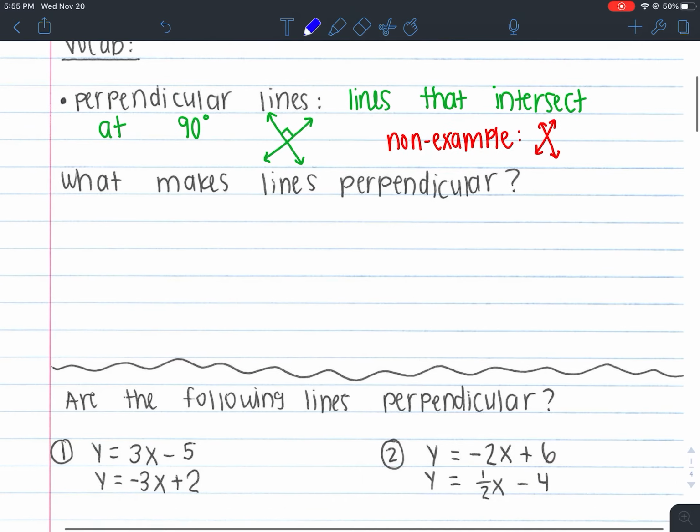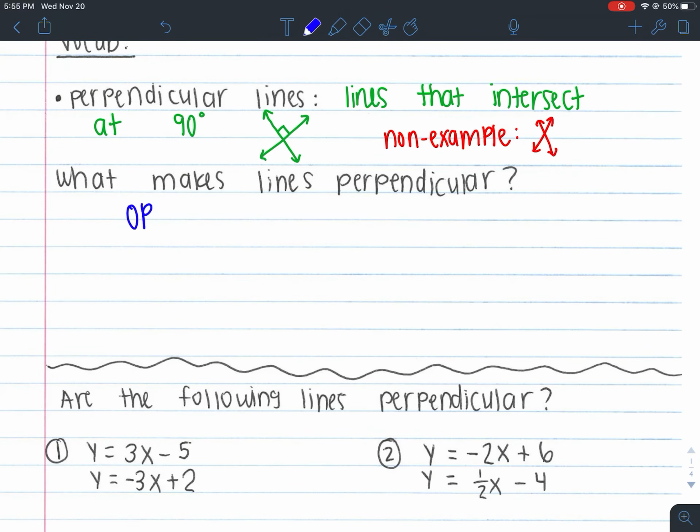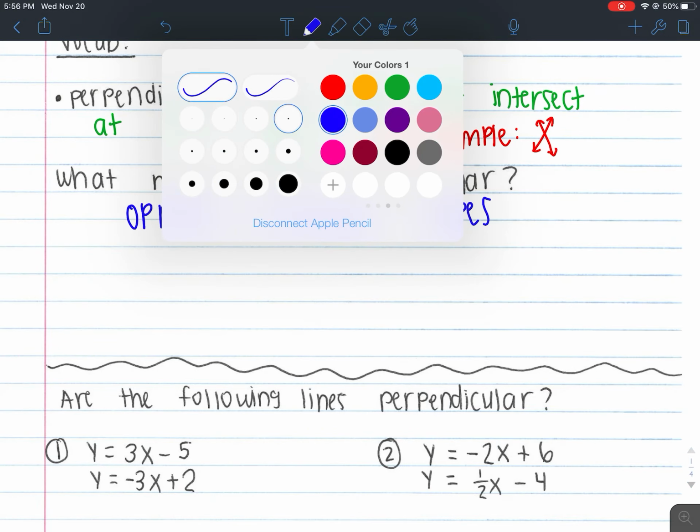So what makes two lines perpendicular? Well, we know that two lines that are parallel have the same exact slope. So just like I showed you in Desmos, they had the same slope of 3. With perpendicular lines, they have to have opposite reciprocal slopes. I'm going to go ahead and explain what that means.